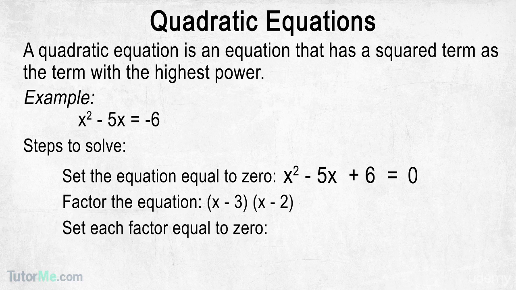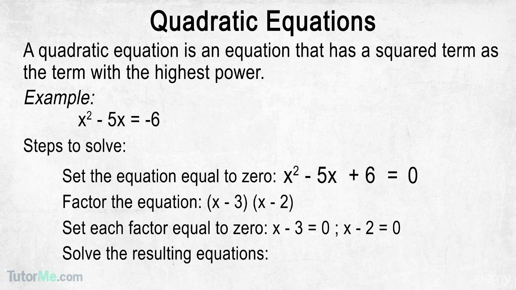Now we'll set each individual equation to 0 and solve through. x minus 3 equals 0 and x minus 2 equals 0. Add the 3 and add the 2 and we're left with x equals 3 and x equals 2. And those are our answers.